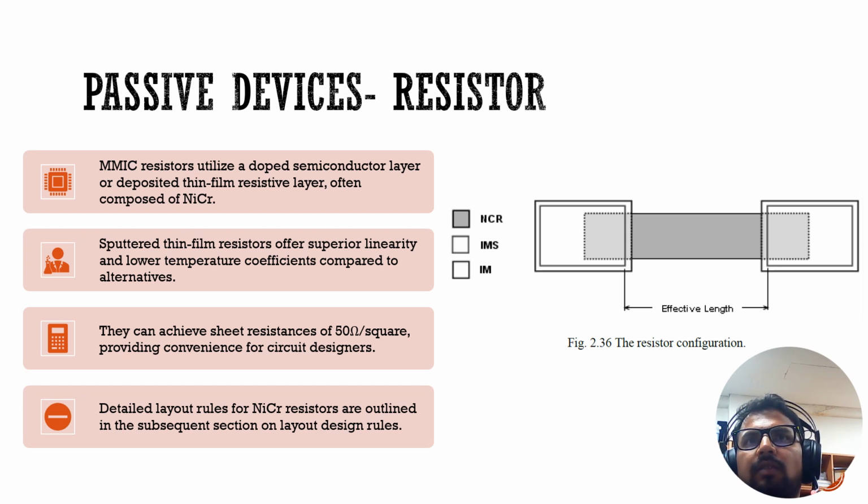In MMICs, resistors utilize a doped semiconductor layer or a deposited thin film resistor layer, often composed of nickel chromide, and the sputtered thin film resistor offers superior linearity and a lower temperature coefficient compared to the alternatives. They can achieve sheet resistance up to 50 ohm per square, providing convenience for circuit designers. Detailed layout rules for NiCr resistors are outlined in the subsequent section on the layout design structure.